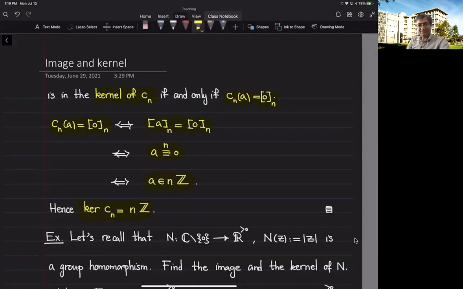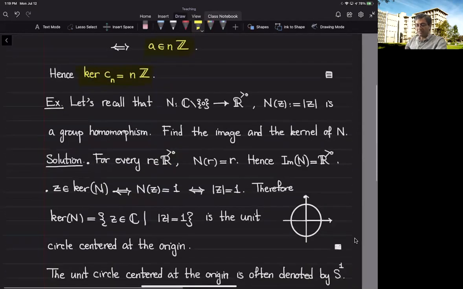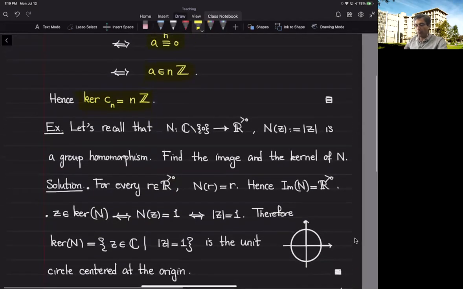Now let's look at the other example that we had, the norm map from non-zero complex numbers to positive real numbers under multiplication. What is the kernel and image of this map?